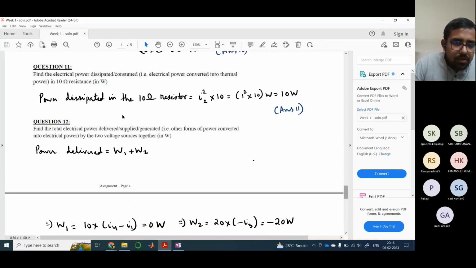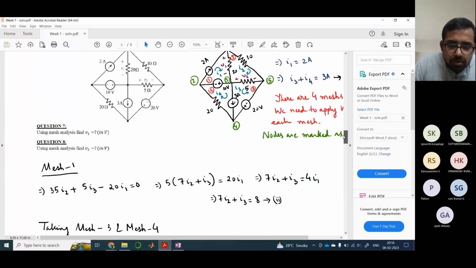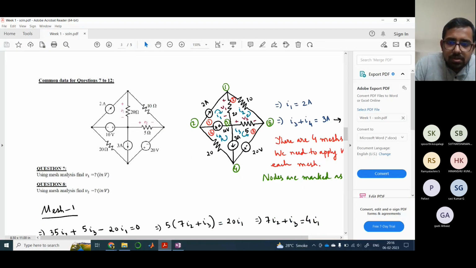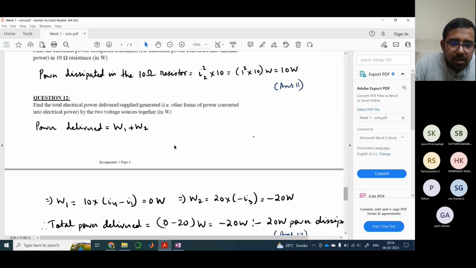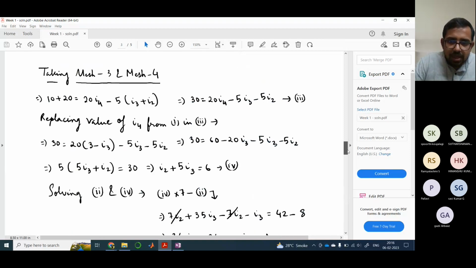So the two combined together, right? So this is a combination of two total power which is being delivered or dissipated or supplied, whatever. So these are my two voltage sources, and again I have assumed that the power supplied or accepted, whatever it may be, it is W1, and for my 20 volt it is W2, right? And it is same.